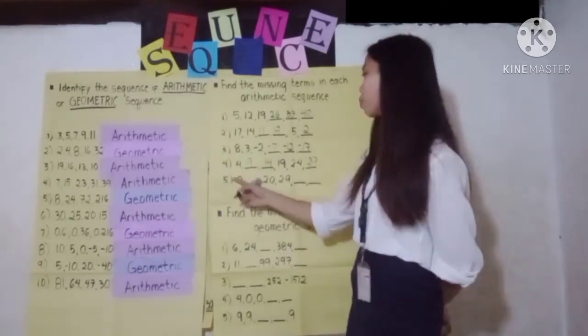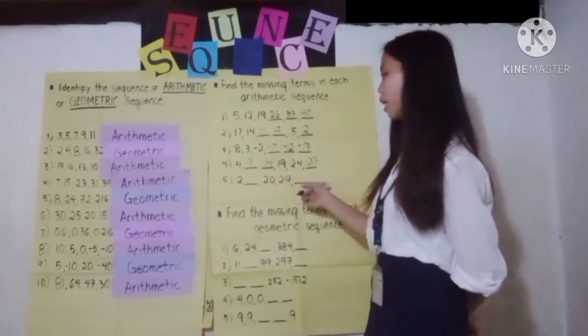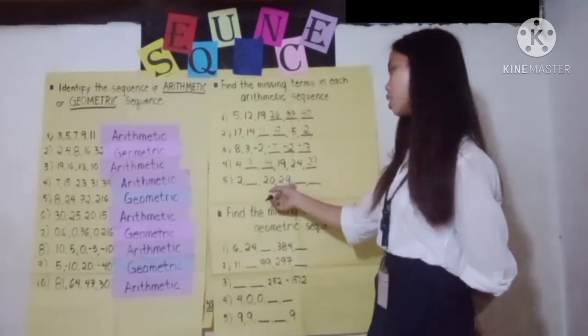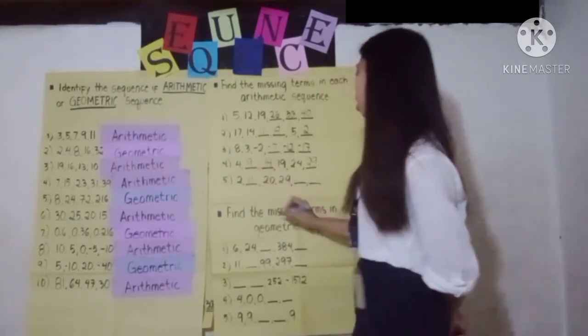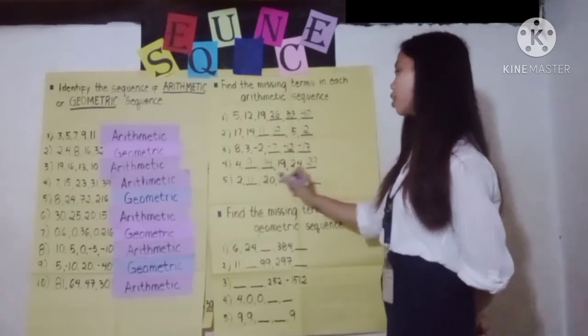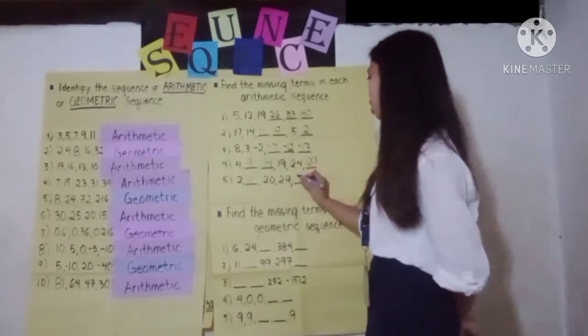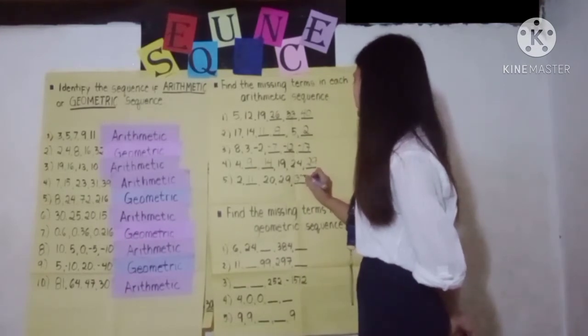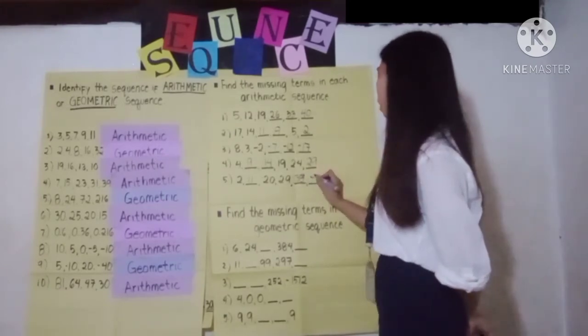So number 5, 2, blank, 20, 29, blank, and blank. 20 and 29, the difference is 9. So 2 plus 9 is 11. And 11 plus 9 is 20. 20 plus 9 is 29. And 29 plus 9 is 38. And 38 plus 9 is 47.